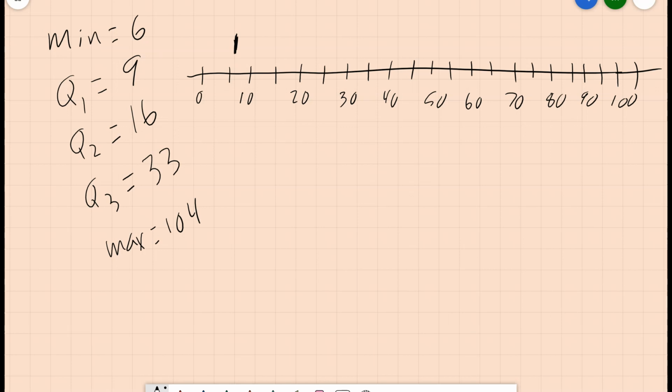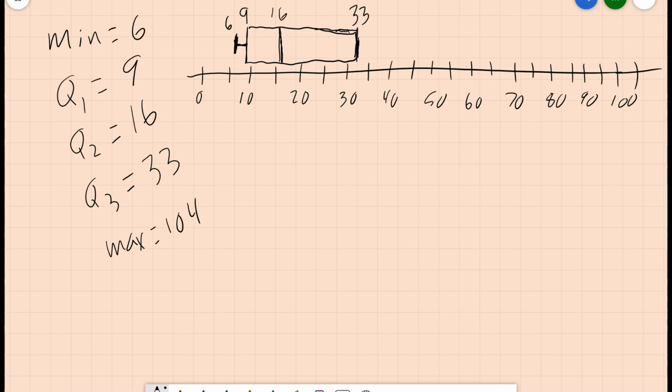Then the left edge of my box is going to be at 9. So that's right here. And then the right edge of my box is going to be at 33. So that's going to be right in here. Okay. Make my box. Pardon my really terrible drawing. It's the best I can do on this computer screen. That's the right edge of my box. So this is 6. This is 9. This is 33. And then I put a line somewhere inside the box at Q2, which is the median at 16. That's going to be right in here.